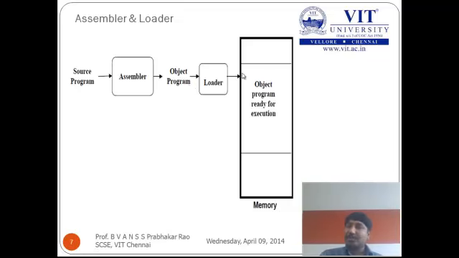Then we have to use the concept of a loader. This loader's duty is to place the object program into memory locations. There we have to store the main program, that means the object program that should be ready for execution. This is the link between assembler and loader. So we can deeply implement the same thing with the concept called assemble-and-go loader. We will discuss the same thing in future classes.